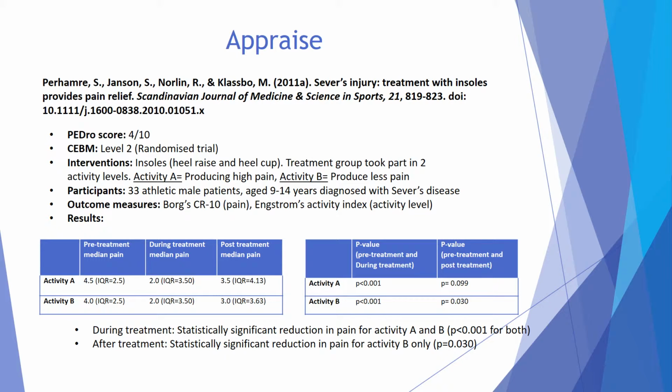Pain during activity A, which is the most painful activity, was reduced by 2.5 on the Borg CR10 scale, and during activity B, which is the least painful activity, was reduced by 2 points with a p-value less than 0.001 for both. After treatment, there was only statistically significant reduction in pain for activity B as p equals 0.03.